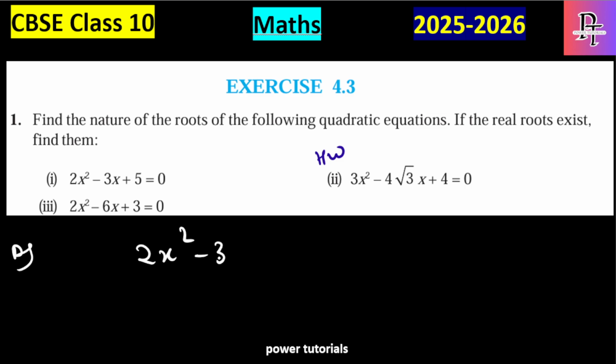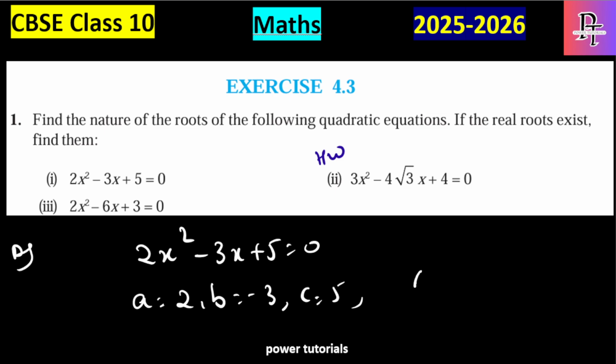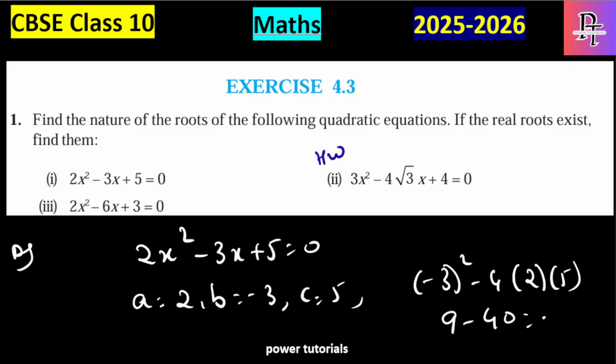2x square minus 3x plus 5 is equal to 0. First write ABC values. A is 2, B is minus 3, C is 5. Find b square minus 4ac, which is minus 3 whole square minus 4 into 2 into 5. 3 square is 9, 9 minus 4 into 2 is 8, 8 into 5 is 40, which is negative. Negative means roots do not exist, not real. So if it is not real, then no need to apply the formula and get the values. Directly you can simply say it is not real.